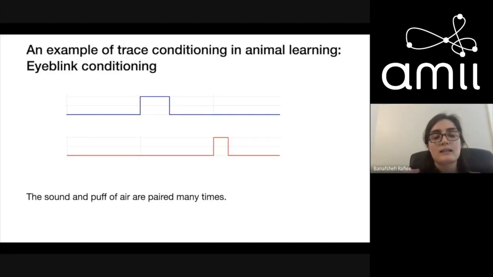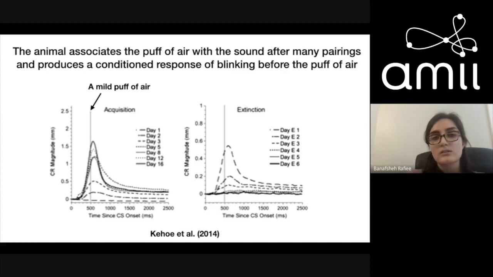Let's take a look at an example of trace conditioning in animal learning called eyeblink conditioning. In this example, the animal is exposed to a sound, and then after some time, a mild puff of air is presented. The sound and puff of air are paired many times, and after many pairings the animal associates the puff of air with the sound, and produces a conditioned response of blinking before the puff of air happens.